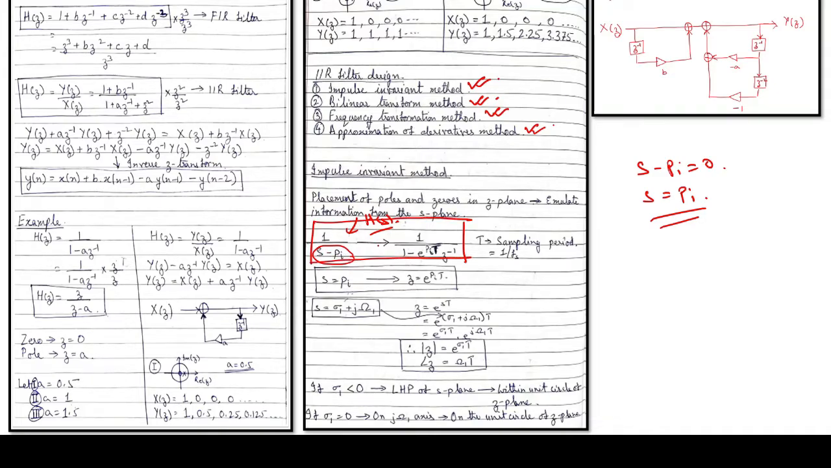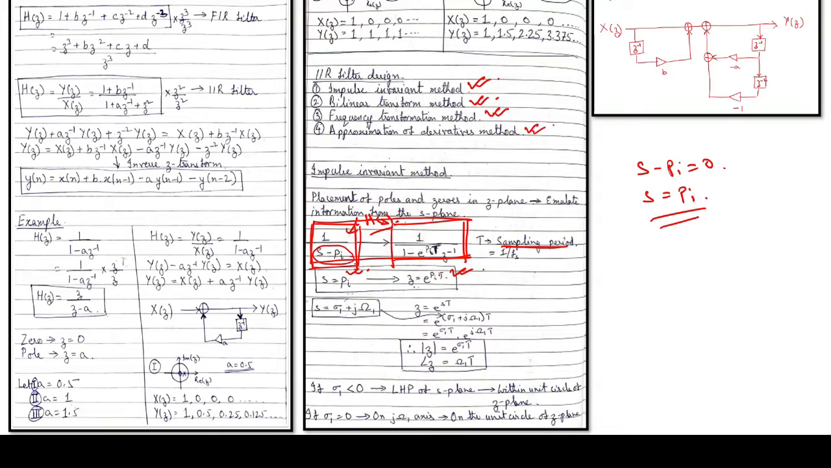1 by s minus p_i would be transformed to 1 by 1 minus e to the power p_i T z inverse. So for each pole, we will be transforming this thing to this form. As I told you, we will be having in the s plane a pole at p_i, whereas in the z plane we will be having a pole at z equals e to the power p_i T. Right? What is T? T is the sampling period, which is equal to 1 by fs.